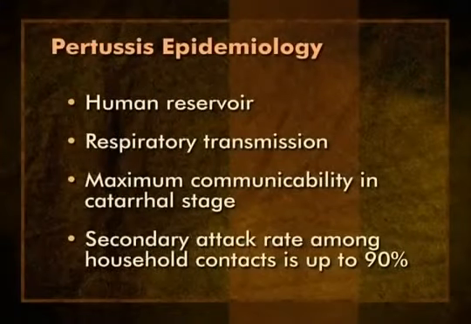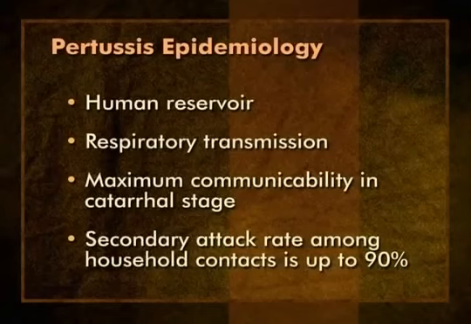Donna? The epidemiology of pertussis is complicated because of its high infectivity and atypical presentation in older children and adults. Humans are the only reservoir for pertussis. Transmission is by direct contact with respiratory droplets from an infected person. Maximum communicability occurs in the catarrhal stage, when it seems like just a cold, before the characteristic cough develops. People may transmit the disease in the paroxysmal stage as well.